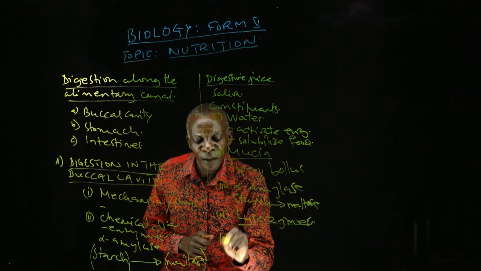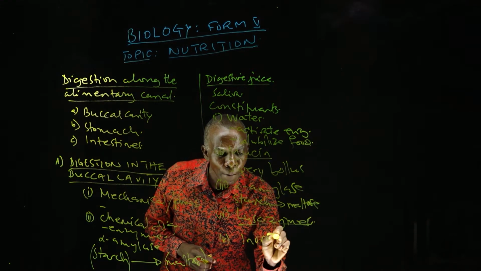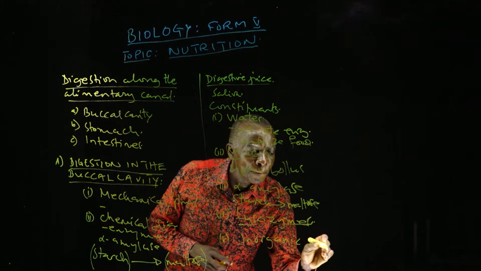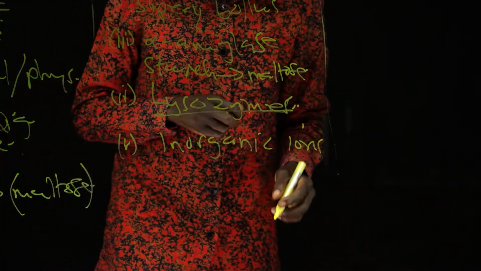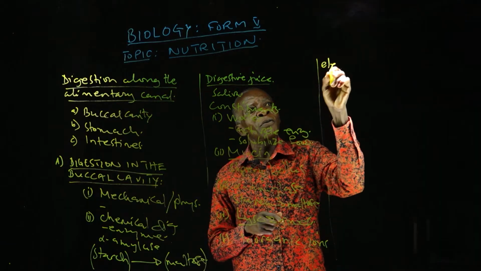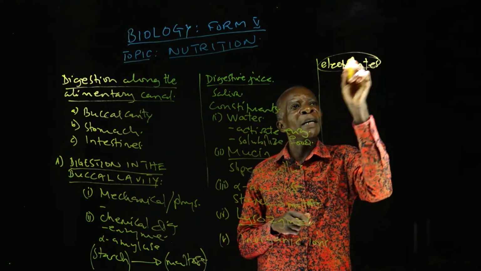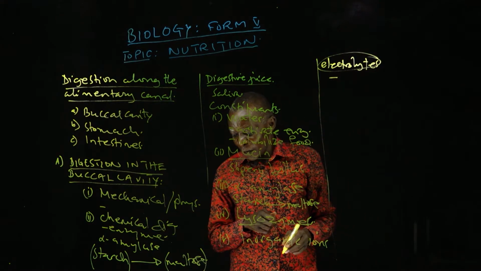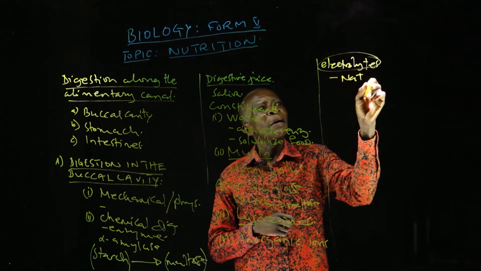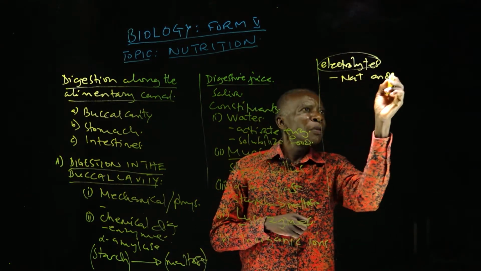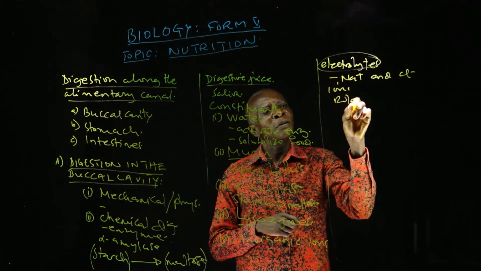And the fifth component here is inorganic ions, or simply electrolytes. The inorganic ions include ions such as sodium and chloride ions. Now, what are the roles?